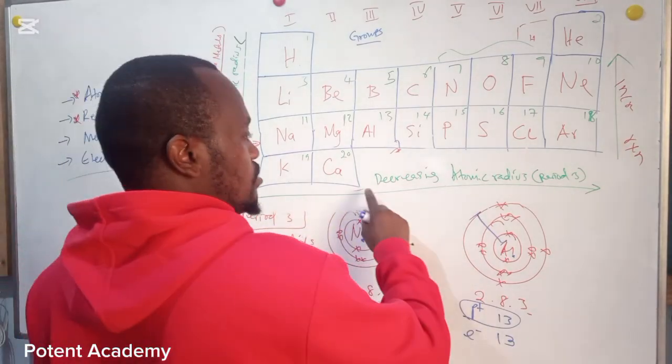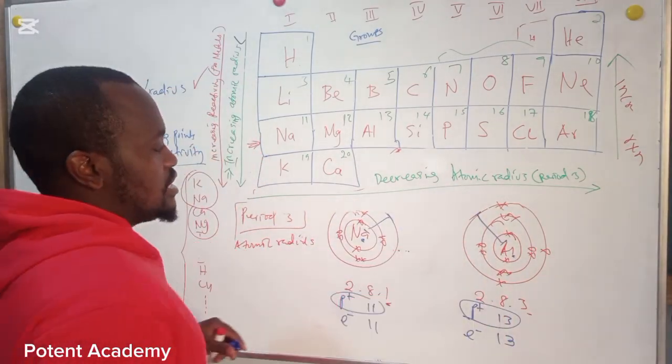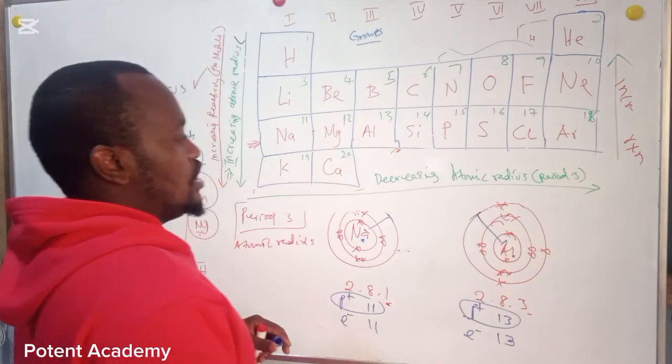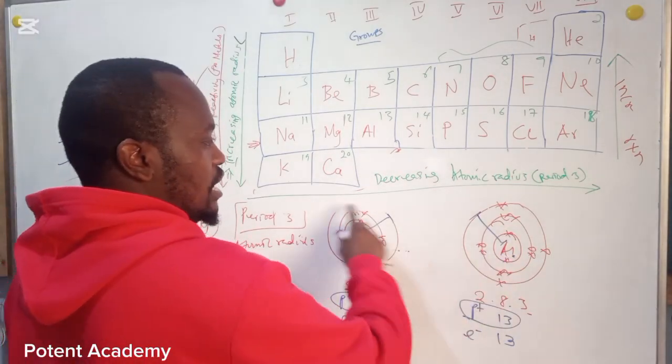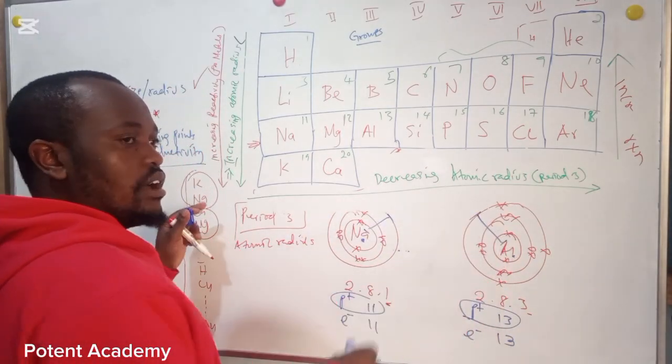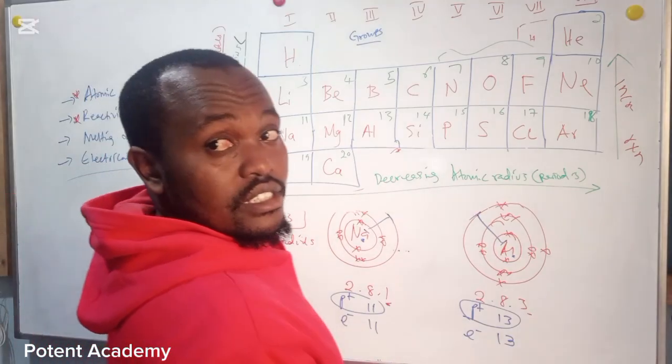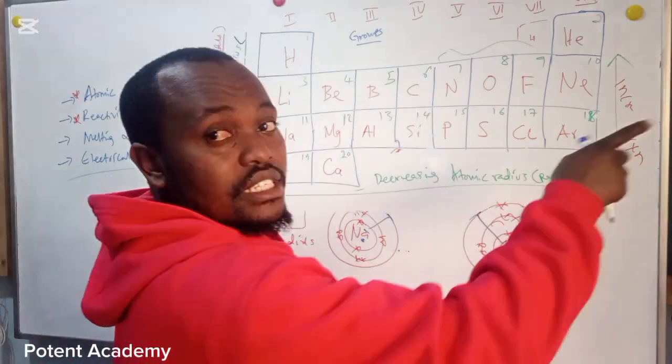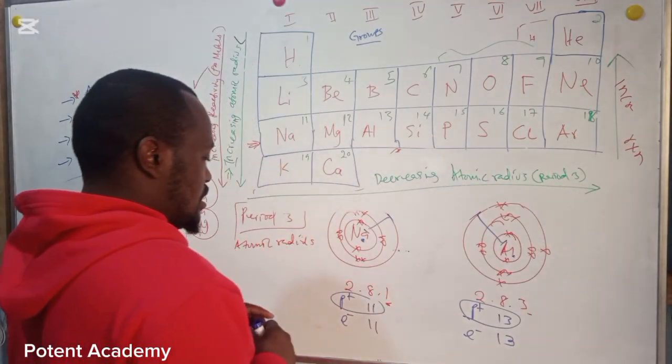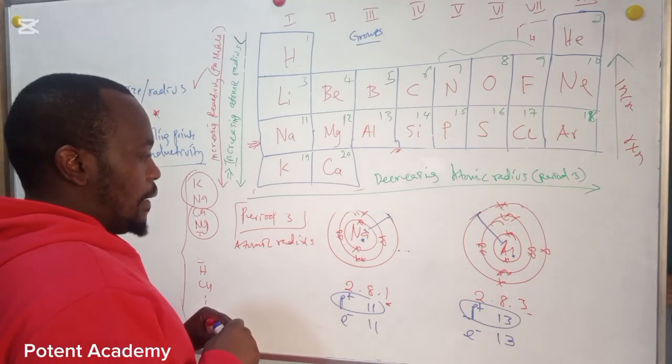However, now you know the trend: decreasing atomic radius. Talk of increasing nuclear charge as you go across the period from left to right.